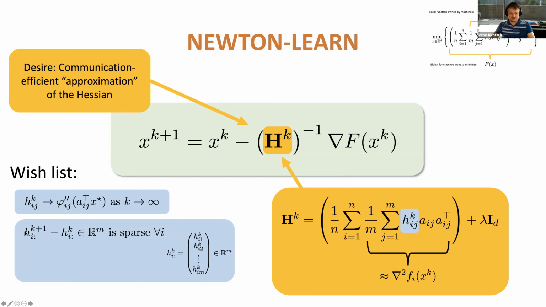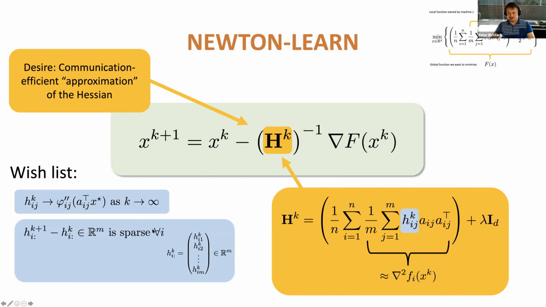We want the differences between h_i^(k+1) and h_i^k vectors, which are now these vectors. So let's take all of these coefficients h_ij associated with client i. These are m-dimensional vectors because we have m data points on each client. This is a huge vector because each client presumably has many data points. And we want the differences between these two vectors from one iteration to another to be very sparse.